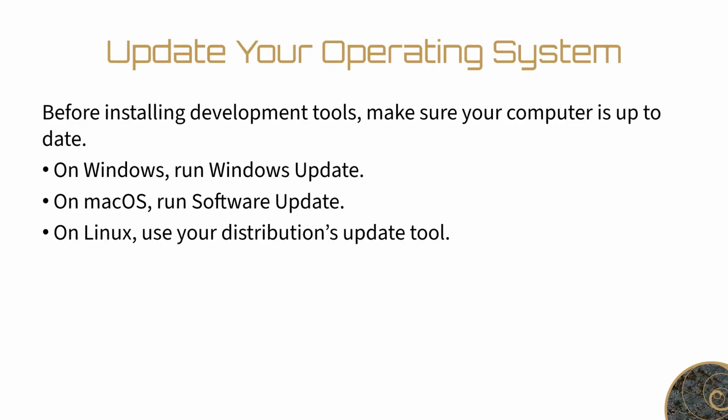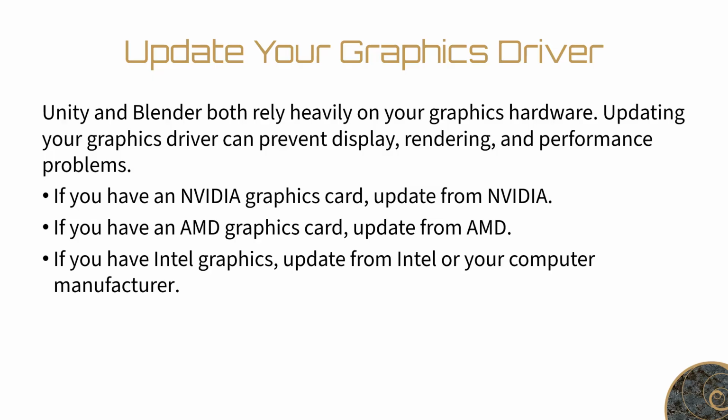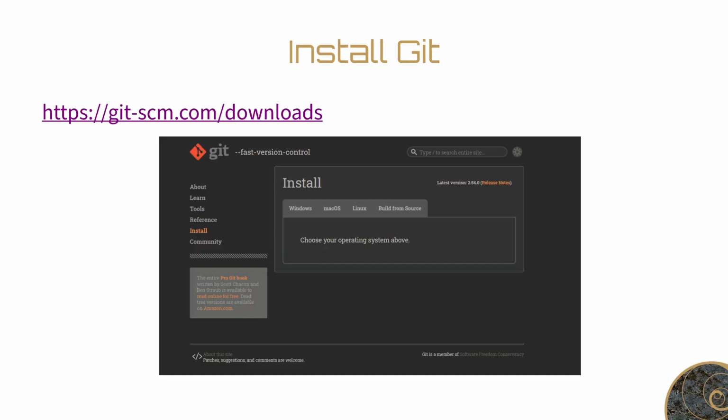One of the first things you're going to want to do, if you haven't already done it, is update your operating system to make sure that it's got the latest updates. On Windows, you run Windows Update. On Mac OS, run your software update. On Linux, use your distribution's update tool. You're also going to want to make sure that your graphics drivers are updated. It depends on what kind of graphics driver you have. If you have an NVIDIA graphics card, update from NVIDIA. AMD, use AMD. If you have Intel graphics, update from Intel or your computer manufacturer.